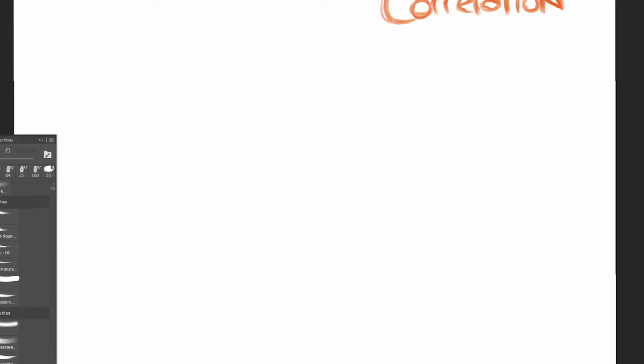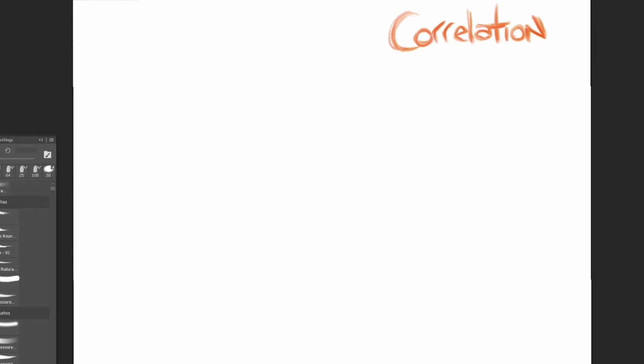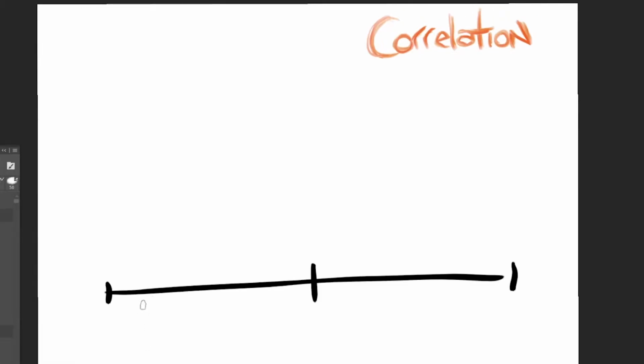Now, when we're thinking about correlation, what we're thinking about is the connection, I guess, between two different variables. So I want to give you an example. Let's say you're studying at university, school, or whatever, and we want to determine whether how hard you work has a relationship or has an impact on the grades that you get, right?